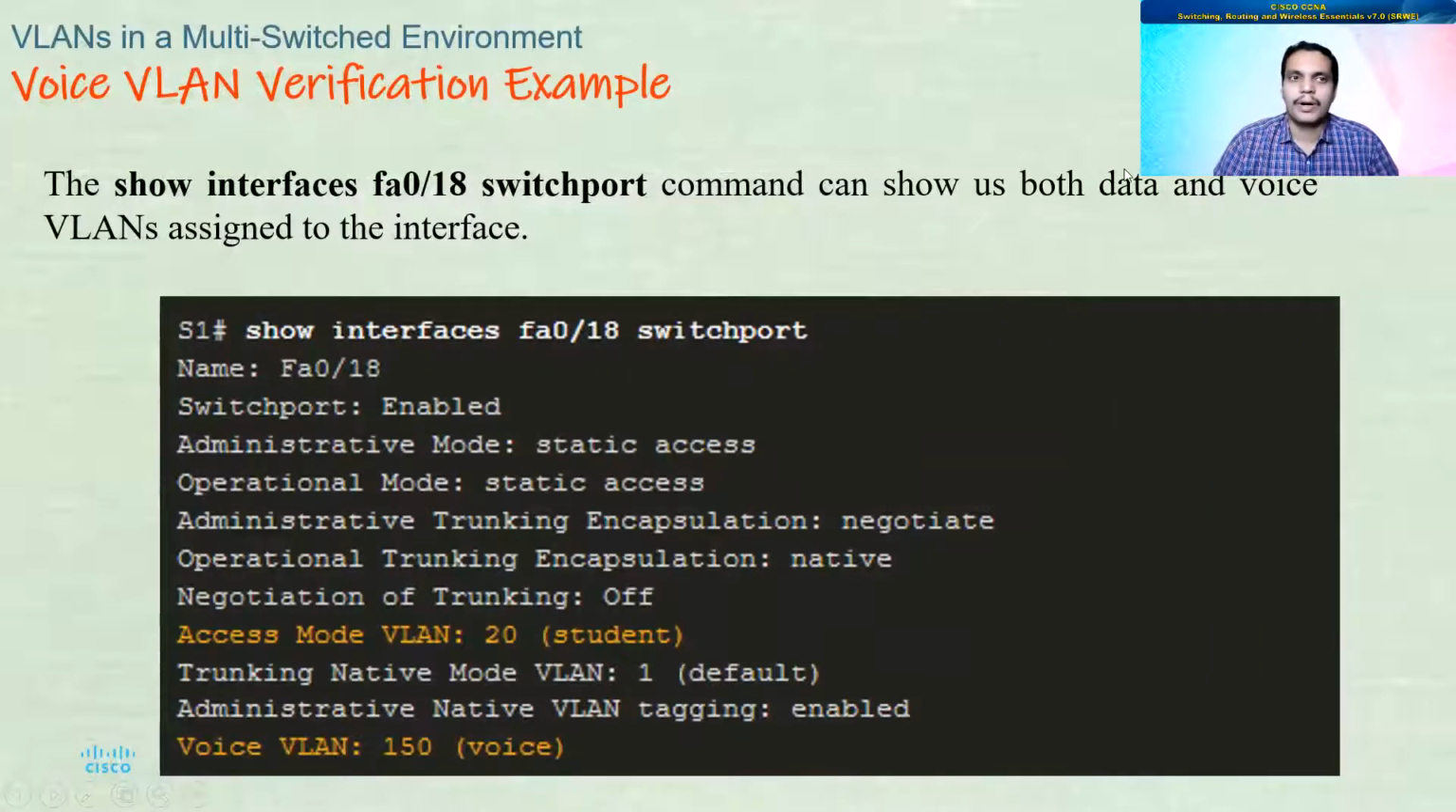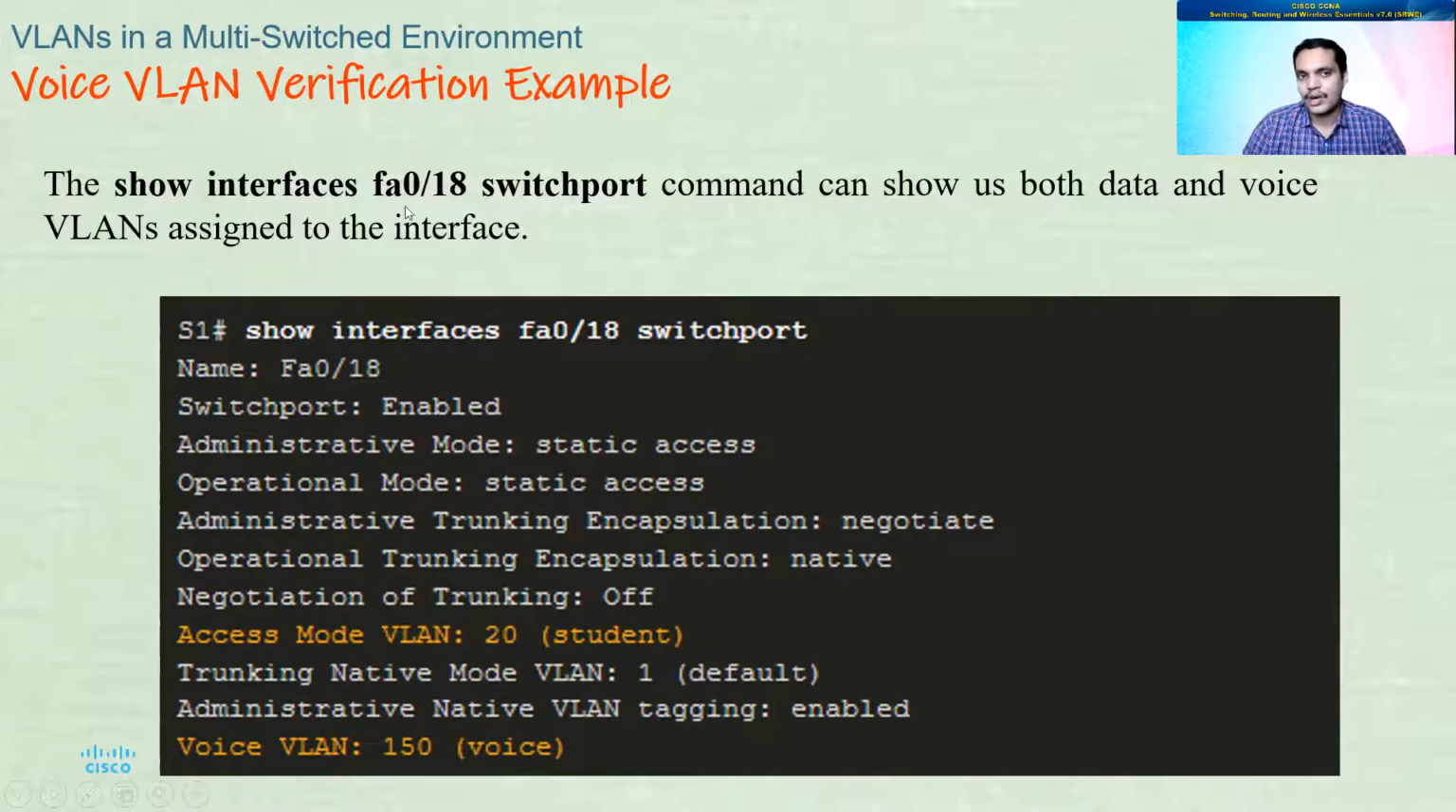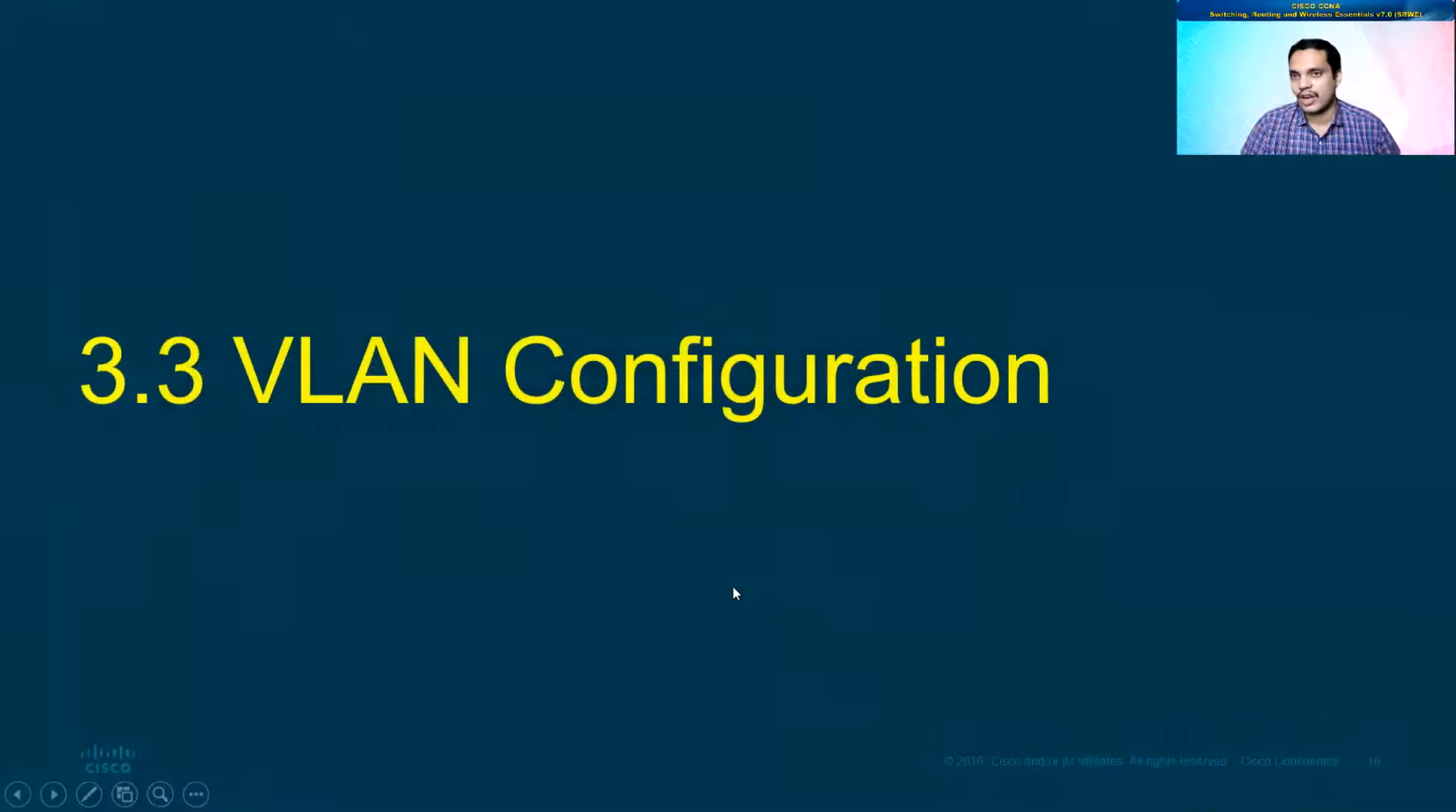Now, if you want to verify how it is being done, if you type in show interfaces F0/18 switchport, it will show us both the data and voice VLANs assigned to the interface. I have shown you the example earlier. Here, F0/18 is in access mode VLAN 20 student, which is the PC5 attached to the same port. Similarly, it is also showing the voice VLAN 150, which is used by the IP phone.